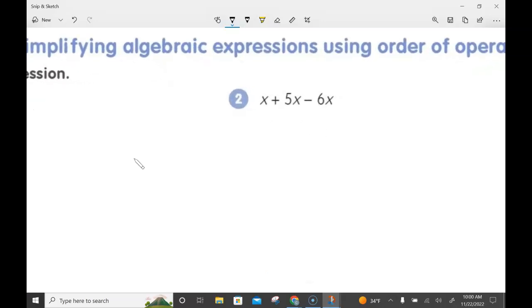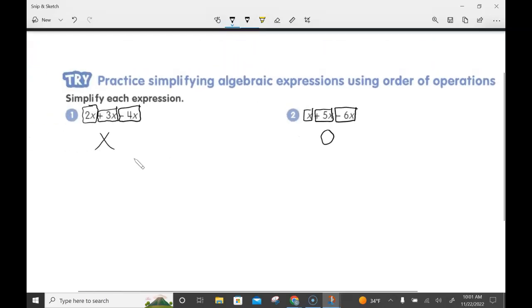Taking a look at number 2 here. Make this a little bit bigger. I'm going to box everything in so I can combine my terms very easily now. Okay, these are all like terms because they have the variable x next to the coefficients here. So we have 1x plus 5x, that's going to give me 6x. 6x minus 6x is just going to give me 0. Again, we're not going to write 0x or anything like that. We're just writing 0 there.